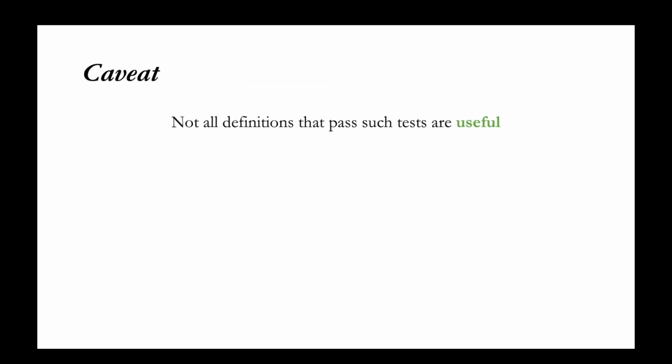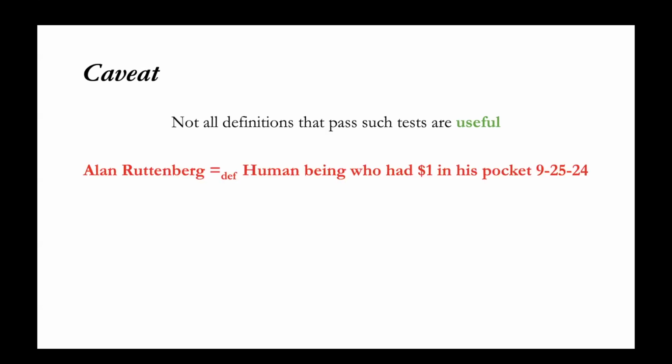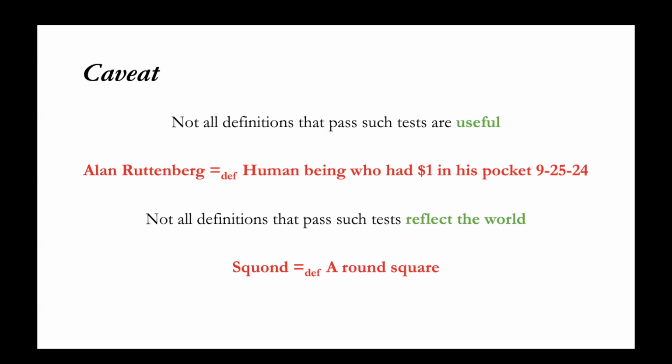But even so, you can have definitions that satisfy such a criterion, and they might not be good definitions nonetheless. So, for example, Alan Ruttenberg, who's a friend of mine, you could define him as a human being who had $1 in his pocket on a September afternoon. It's a bad definition. It may be necessary and sufficient. It may work, right? But still, not a good definition. Not all definitions that pass such tests reflect the world, is the thing. You could also define a squound as a round square. It's not a good definition. There's no such thing, right? But you can define whatever you want, right? That's the point. So you have to be on guard, right?